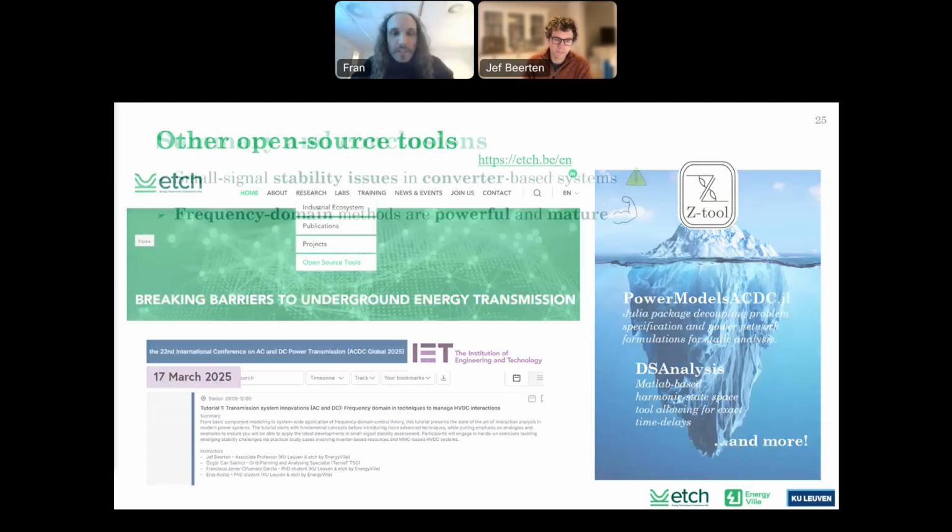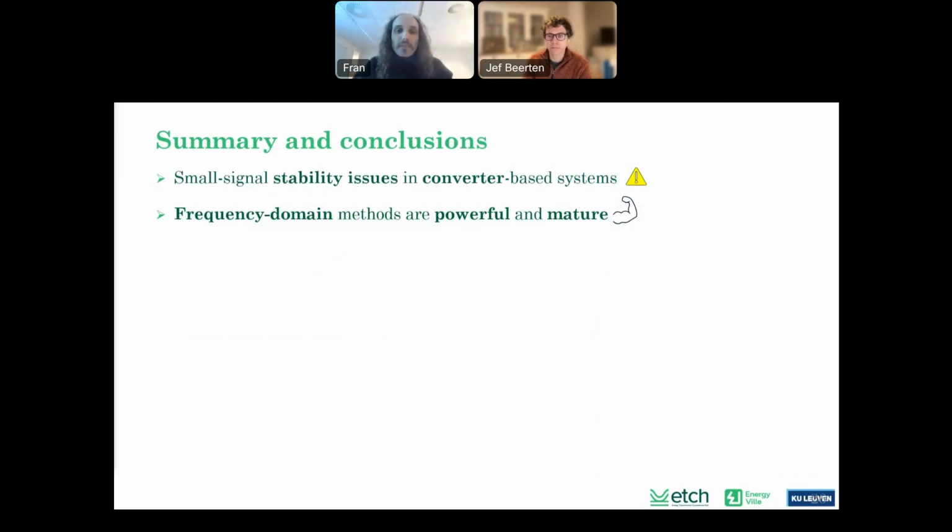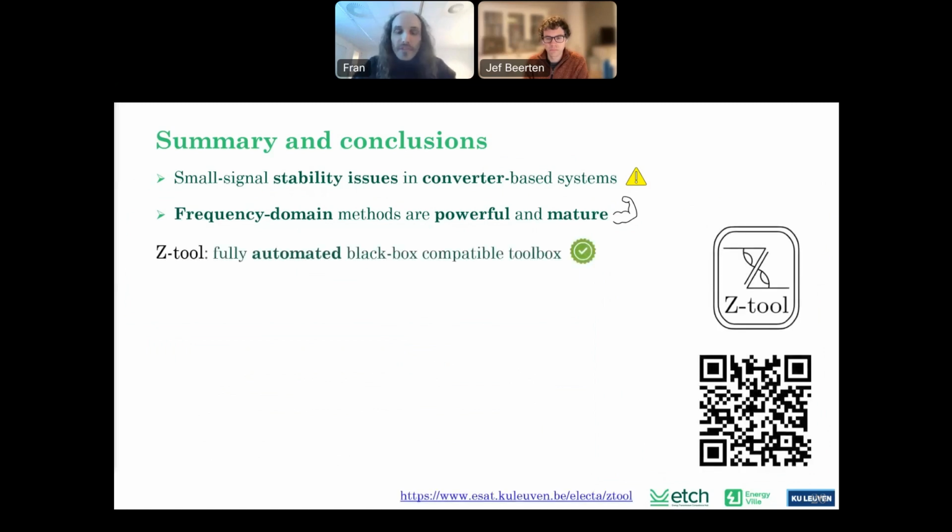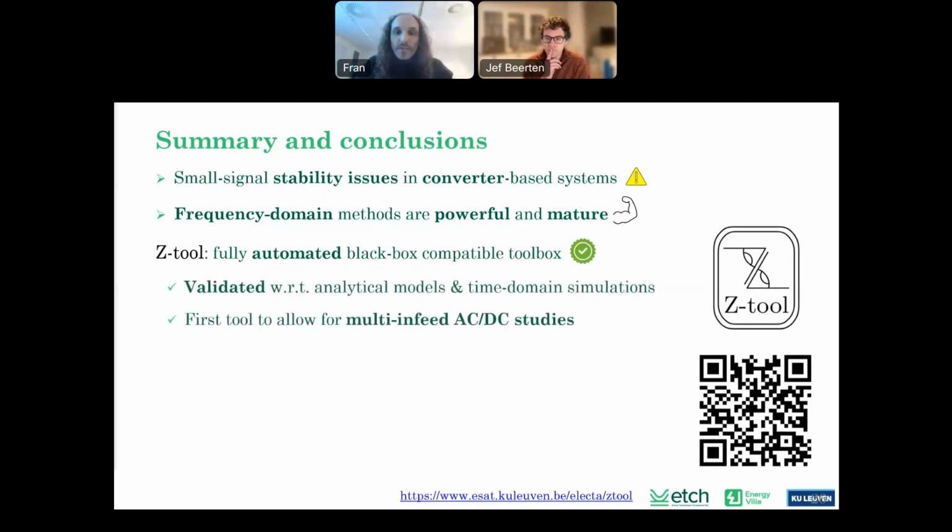All right, so let's just wrap up by saying that small signal stability issues have been appearing in converter-based systems all around the world. Frequency domain methods are powerful and mature. Recall that they have been around since the 30s and 40s. And we have incorporated some of this philosophy in the SET tool, which fully automates all of these tasks and is also compatible with black box models.